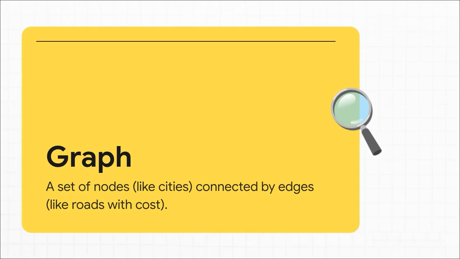Before we get into the algorithm, we need to know what a graph is in computer science. And no, I'm not talking about a bar chart. A graph is just a way to represent connections. You've got nodes, which you can think of as cities, and edges connecting them, which are like the roads. And each road can have a weight or a cost, like how many minutes it takes to drive.